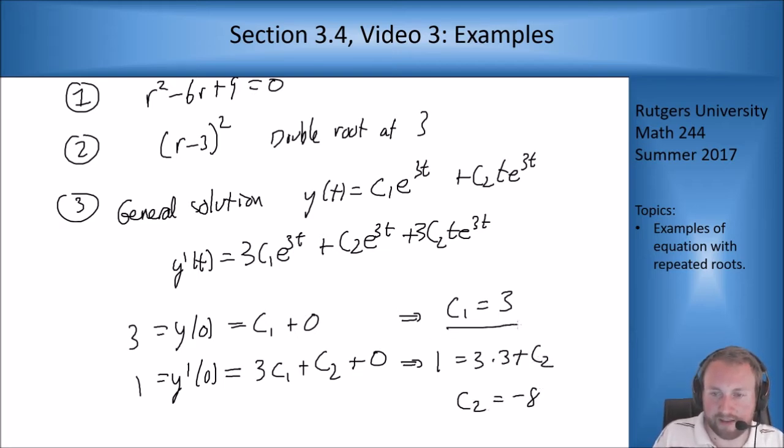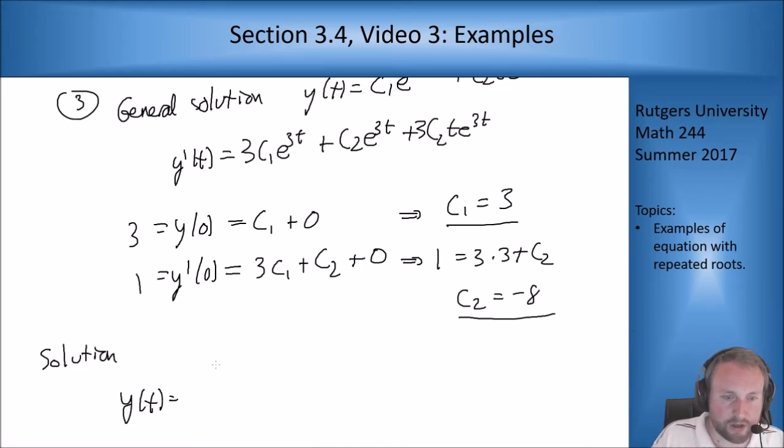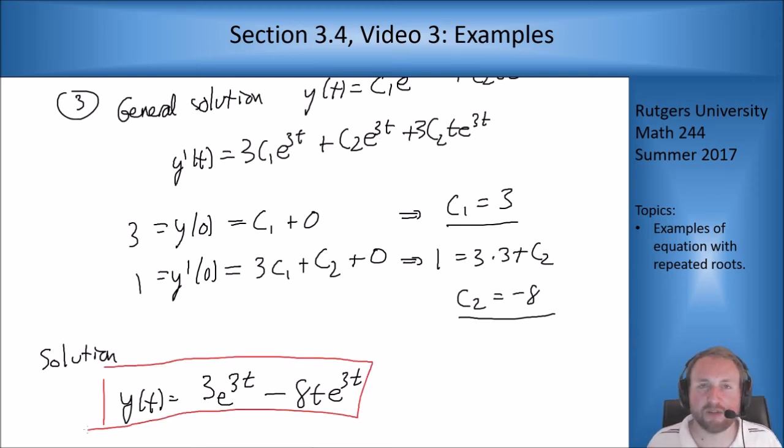So if I plug those into my general solution, I get that my solution is y of t equals 3e to the 3t minus 8t e to the 3t. And there's my solution there as well.